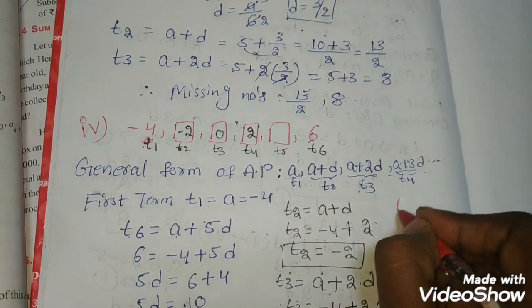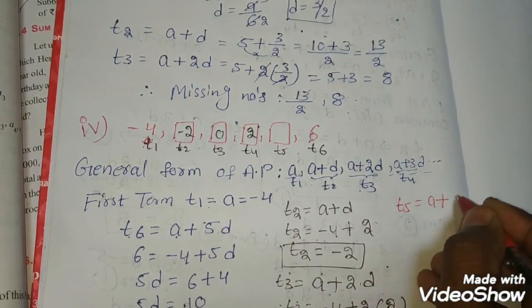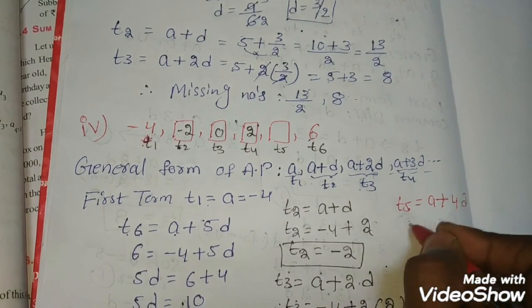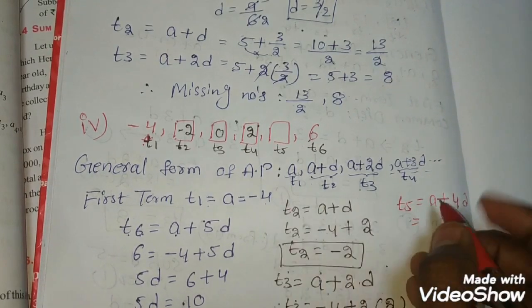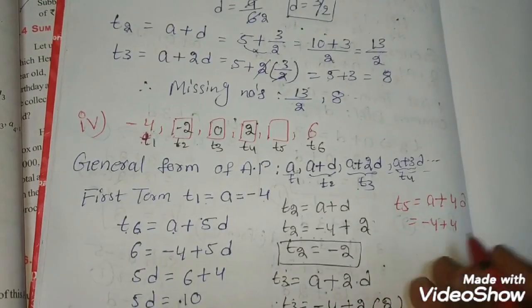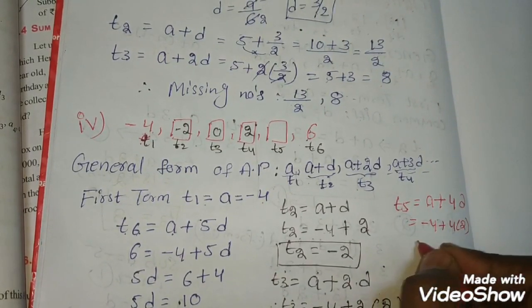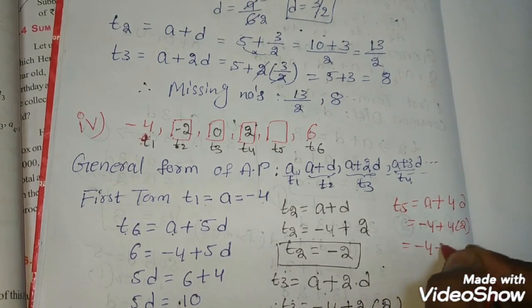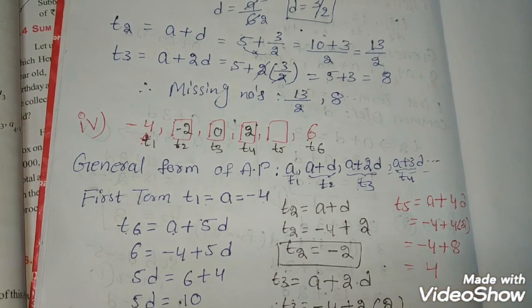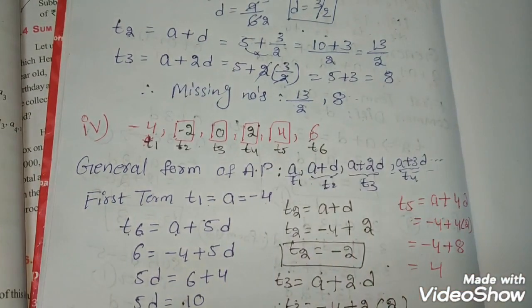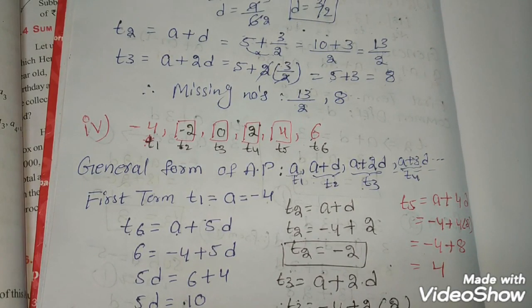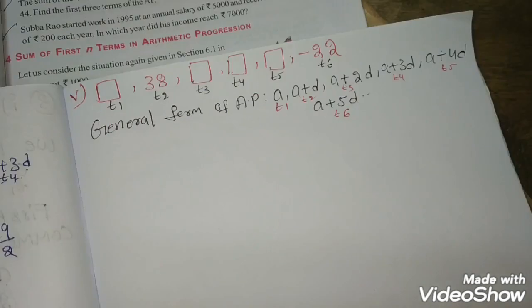And finally, term 5. What is term 5? A plus the preceding number of the term 5 is 4D. What is A? A is minus 4 plus 4 into, what is D? D is 2. That is the common difference. Minus 4 plus 4 twos are 8. And minus 4 plus 8 will become 4. So our fifth term is 4. What are the missing numbers here? Minus 2, 0, 2 and 4. Understand? Let's move to the next, the last question.